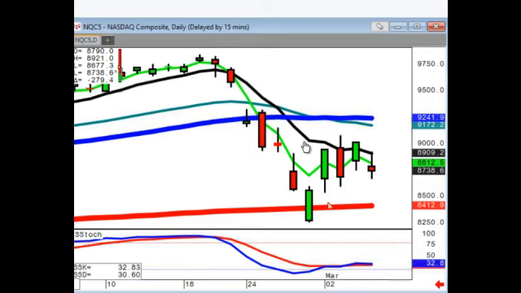Tim, remember what we need from a morning star signal. That was on the Dow.